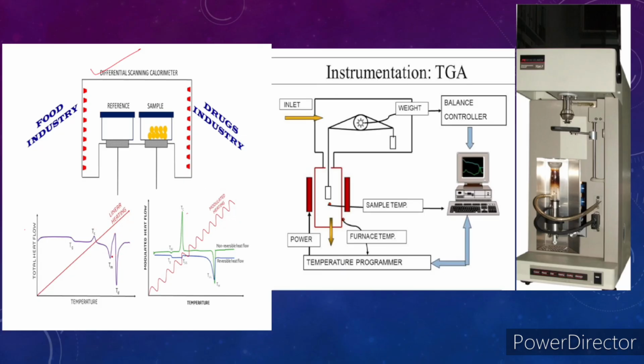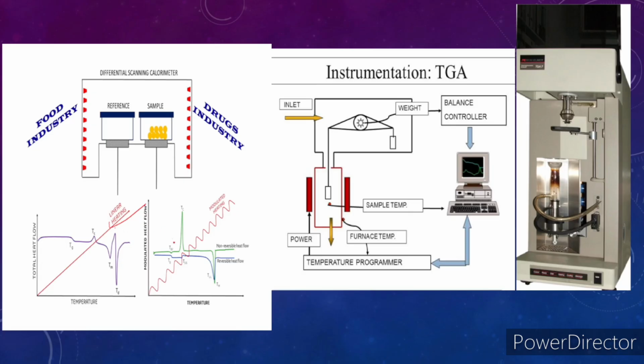DSC graphs in the food industry provide critical data on how food products respond to temperature changes, ensuring product quality, stability and consistency. In linear heating DSC, the sample is heated or cooled at a constant rate. This is the most common approach in the food industry for studying simpler thermal transitions in food components like fats, starches and proteins, etc.